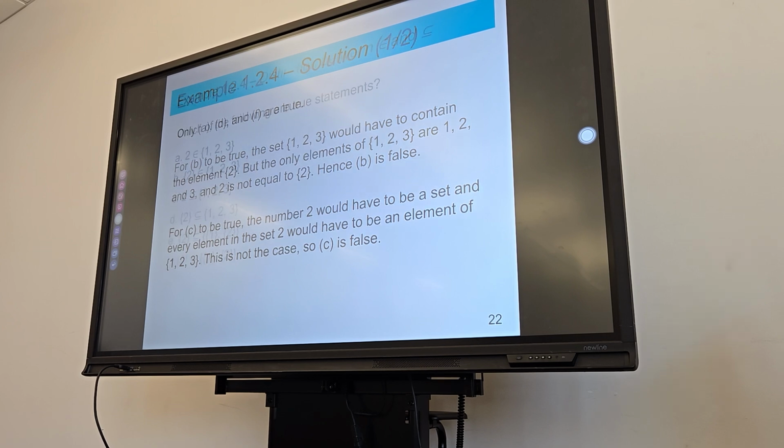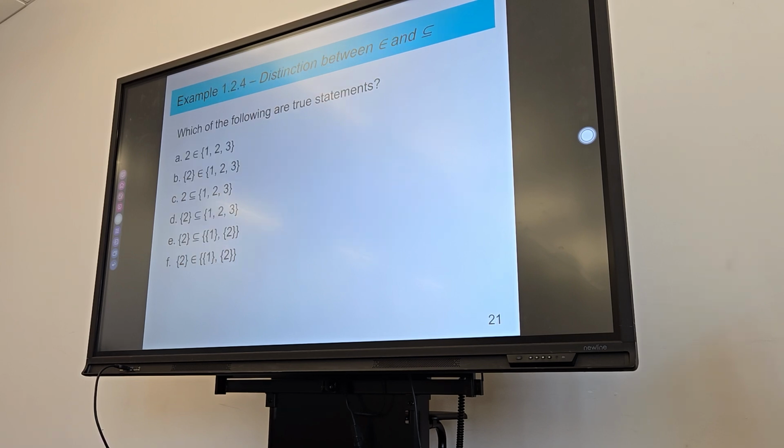2 is a subset of 1, 2, 3. No, because it's not a set. 2 is not a set. It's just a number. A subset has to be a set. So it's really about the symbols, yeah. So A is correct because 2 is an element, but the number 2 is not a subset. Subtle difference there.